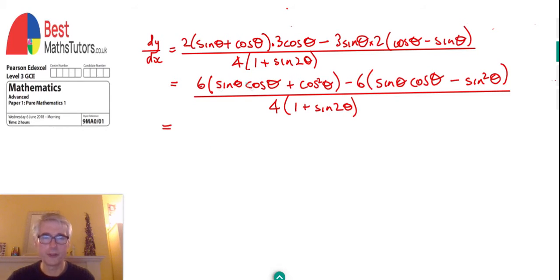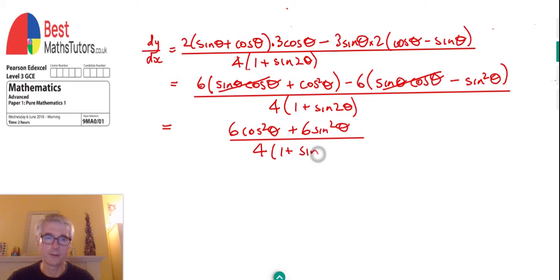So if I tidy this up further, I can see I've got a 6 sine theta cos theta and take away 6 sine theta cos theta. So I can just cancel them off. So that's just going to tidy things up a lot more. So then I've got, just multiplying this bracket out again, I've got 6 cos squared theta. And then I've got minus 6 times minus sine squared theta. So that's going to be plus 6 sine squared theta. And then that's still over the 4 1 plus sine 2 theta.